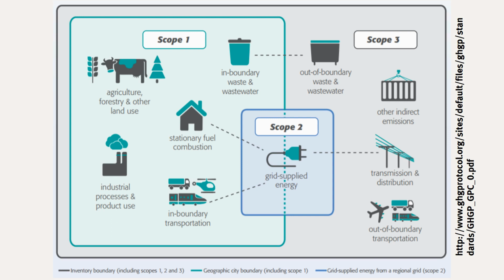Scope 1, as you can see on the left of the graph, includes all the direct emissions happening on the considered territory. Scope 2, as you can see in the middle of this diagram, covers the greenhouse gas emissions resulting from the use of electricity, heat, steam, or cooling within the city. Finally, Scope 3, the right part of this diagram, captures all other emissions that occur outside of the city boundary as a result of activities taking place inside the city.